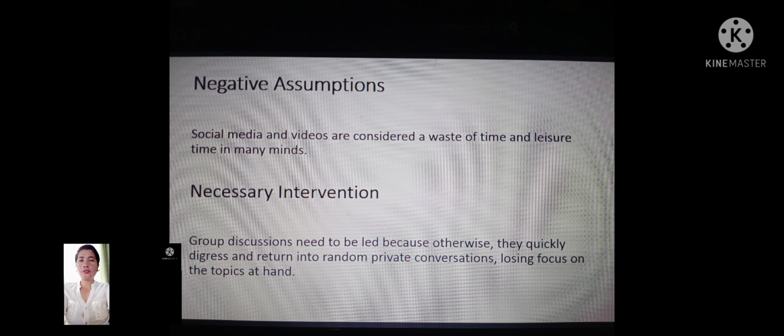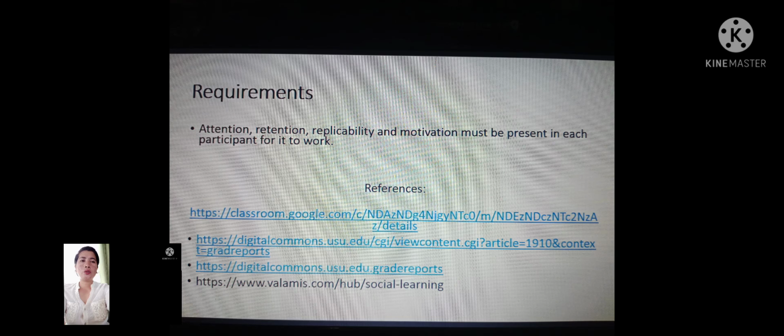So next, we have the necessary intervention. In necessary intervention, group discussion needs to be led because otherwise they quickly digress and turn into random private conversations, losing focus on the topic at hand. So that is a necessary intervention.